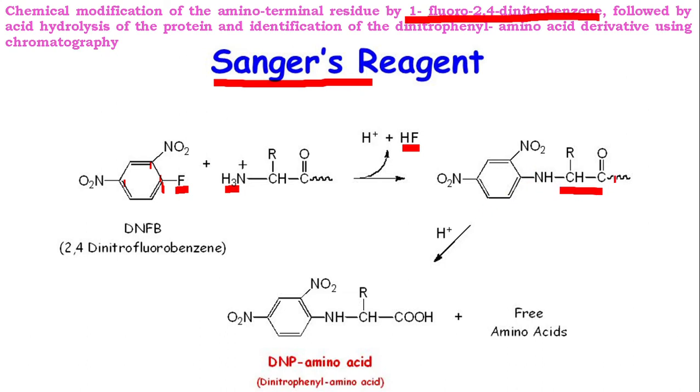And this DNP amino acid peptide is now hydrolyzed using acid. You know what happens? The DNP amino acid is hydrolyzed from the rest of the peptide chain. What is DNP? Dinitrophenyl. So the dinitrophenyl amino acid is actually the amino acid at the amino terminal of the oligopeptide. That amino acid along with the DNP group is hydrolyzed from the rest of the polypeptide chain. And then this DNP amino acid is easily identified using paper chromatography.